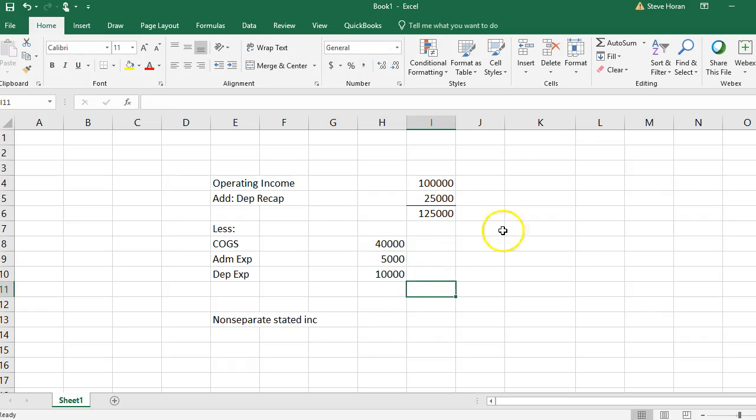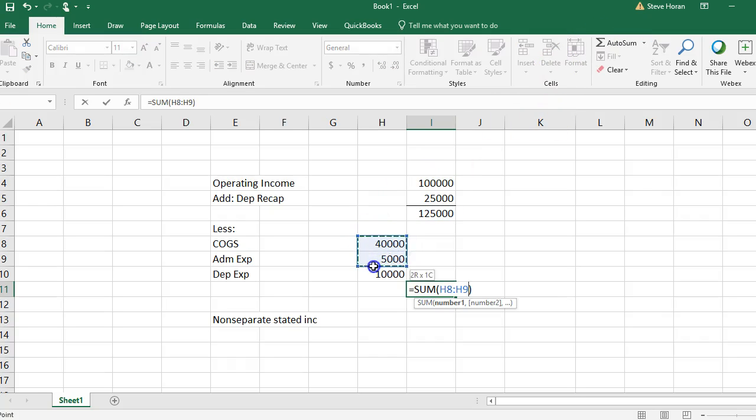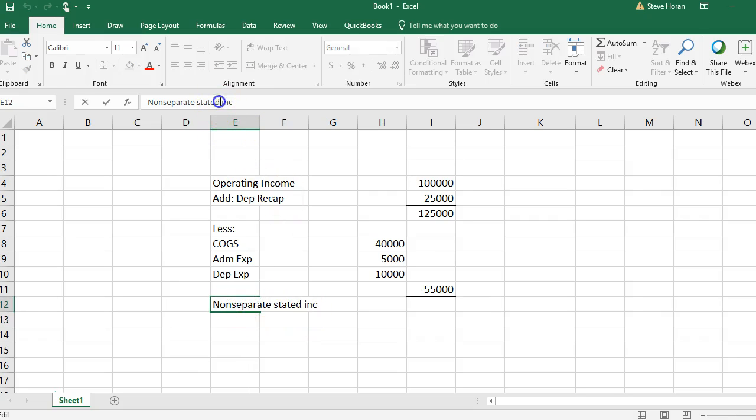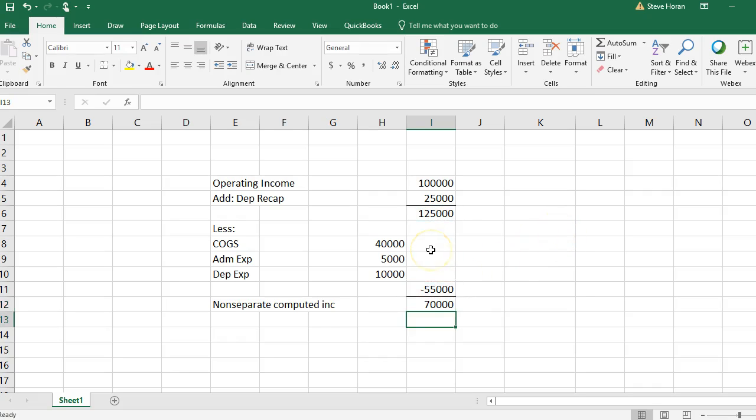Okay, so the sum of those adds up to be these right here. I want to subtract those, so I'm just going to do times minus 1 just to make it subtract. And then that gets me down to my new non-separately stated income, and this is computed income in this example. So it's what we just computed, and that gets us down to 70,000. You can see the math here: 125 minus 55 equals 70,000.